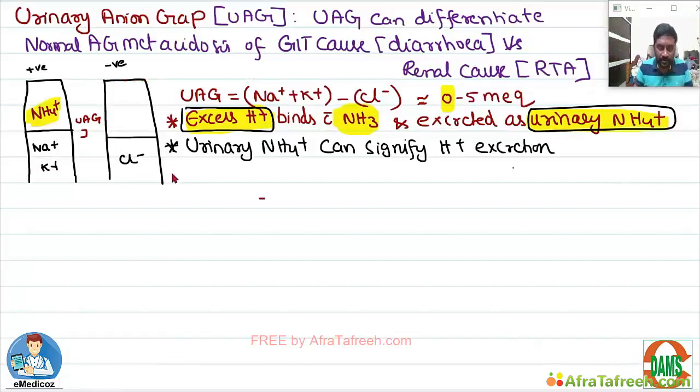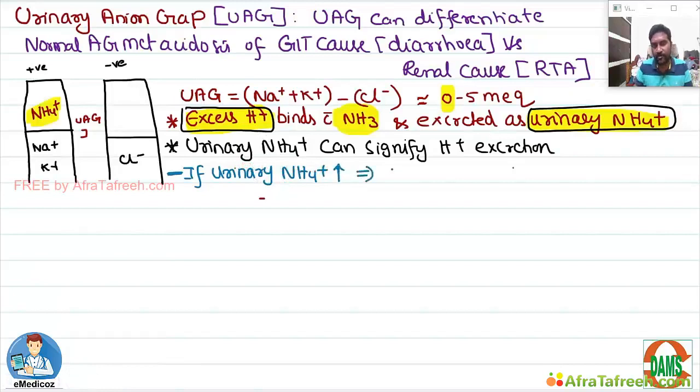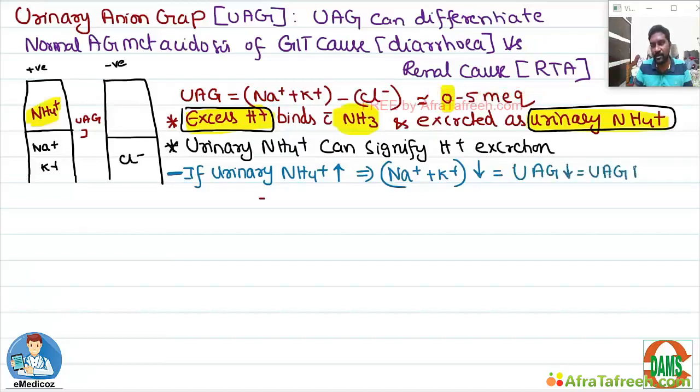Let us see rule number 1. Because of any disease, if urinary NH4 plus increases, automatically what happens to the Na plus K plus value? It will decrease. Whenever the Na plus K plus value decreases, urinary anion gap will decrease. What is a decrease in urinary anion gap? It is also written as urinary anion gap negative.